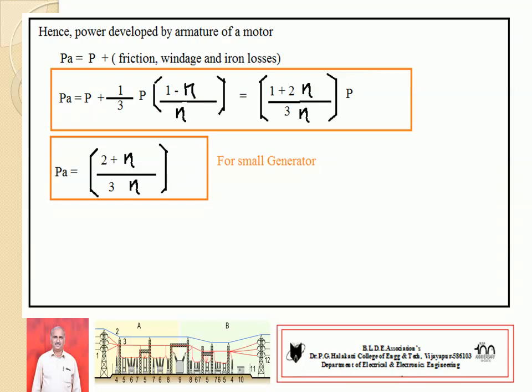So, these losses may be considered as 1/3 of the value, 1/3 of the output. So, P plus 1/3 of this value. Hence, we are going to get 1 plus 2 times efficiency divided by 3 times efficiency into P. It is in case of motor. Similarly, we get for small generators PA equal to 2 times efficiency divided by 3 times efficiency. This is for a special case, very low rating machines. So, you have to stop at the earlier equation number when deriving the equation.